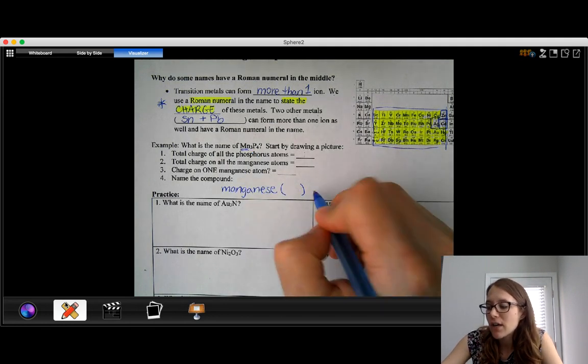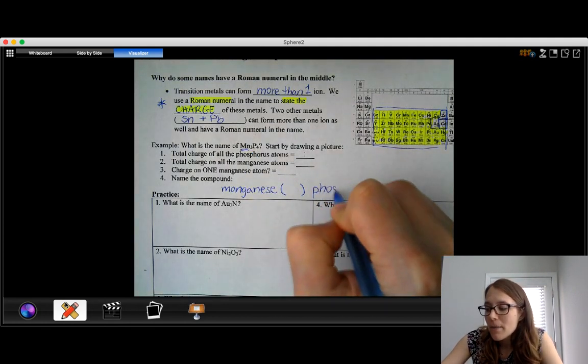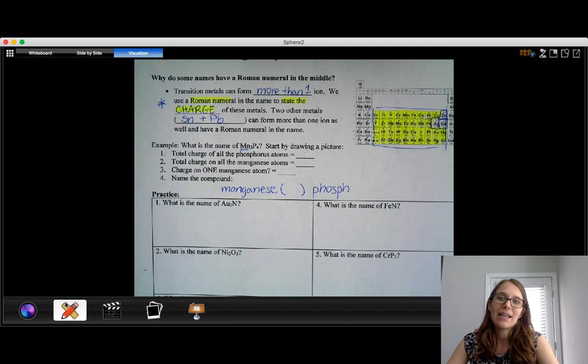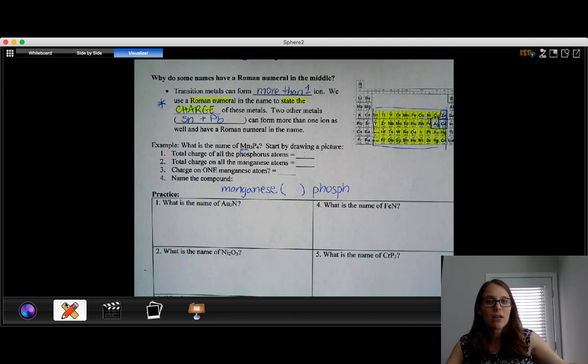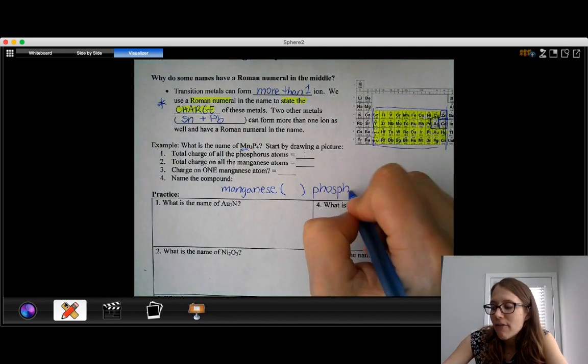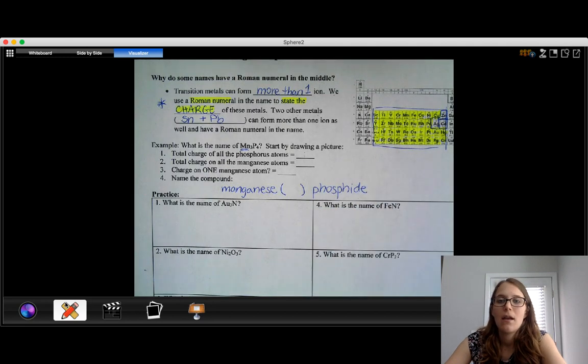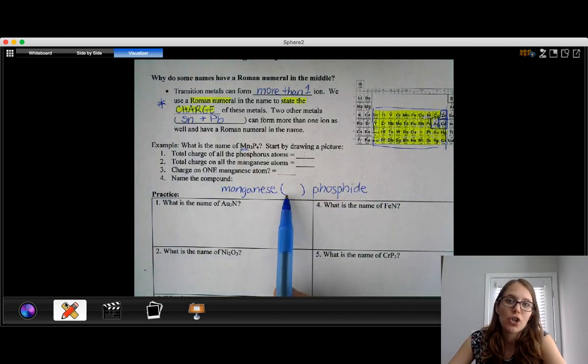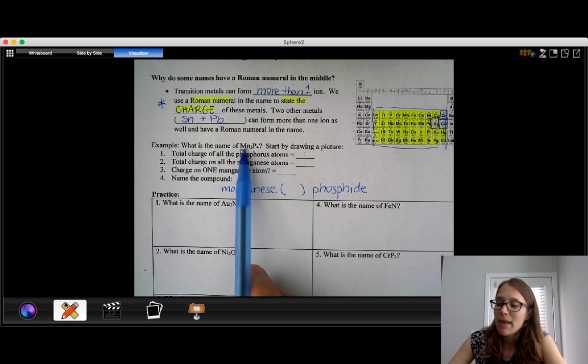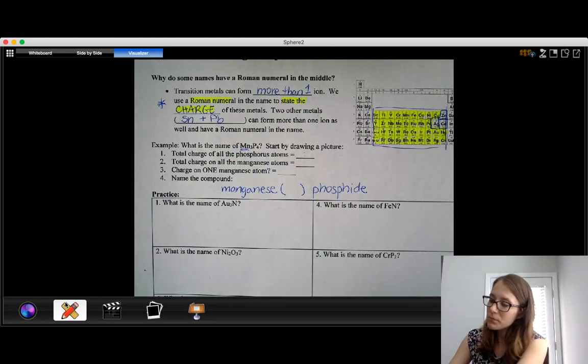P is phosphorus. Remember that we need to change the ending to "ide." So instead of saying phosphorus, I'm going to say phosphide. I'm almost done with the name. The only thing I have left is I need to figure out the charge. So what is the charge of manganese here so that this overall compound has a charge of 0?